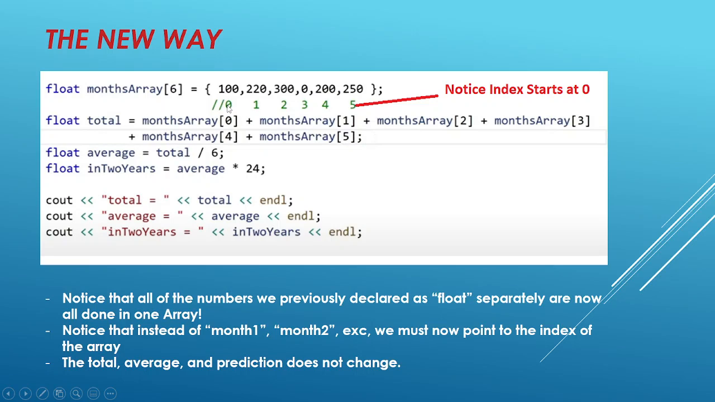Here are your indexes. So 100 is in the 0 index. 220 is in the 1 index. 300 is in the 2 index. 0 is 3, 200 is 4, 250 is 5.